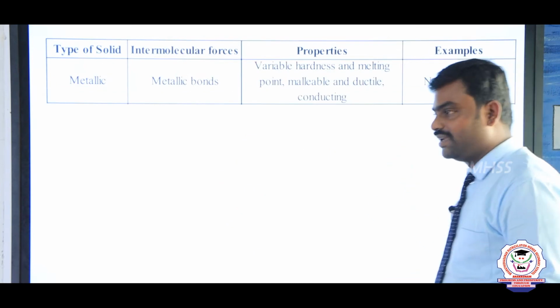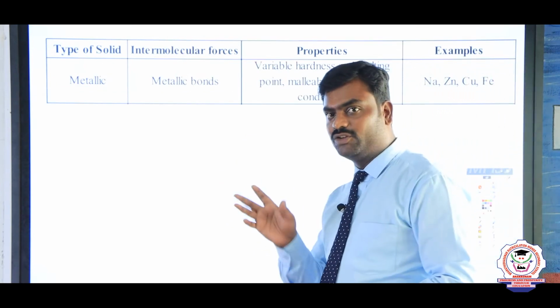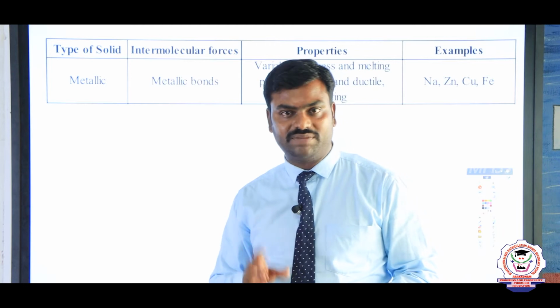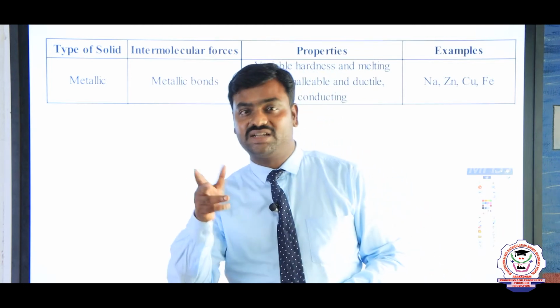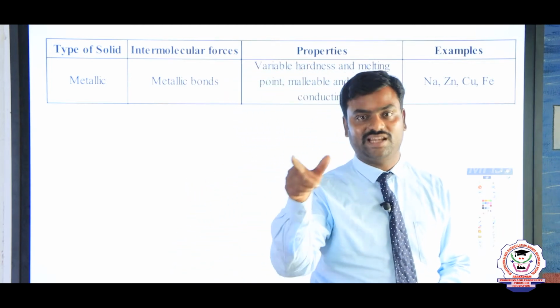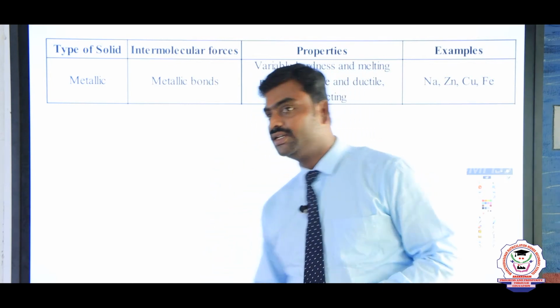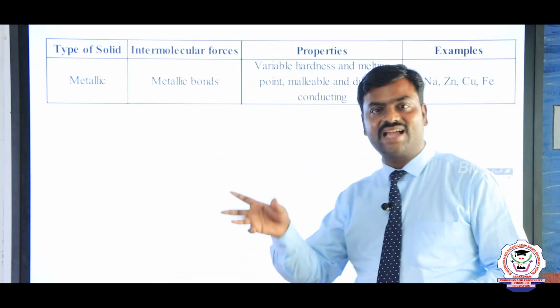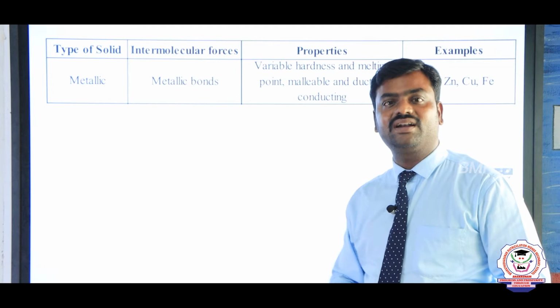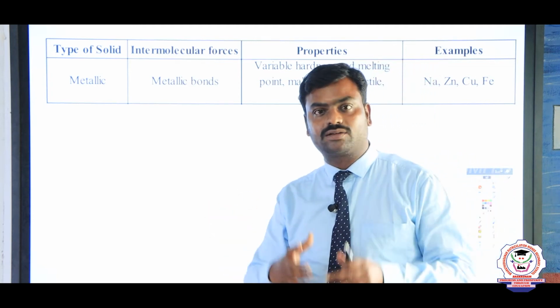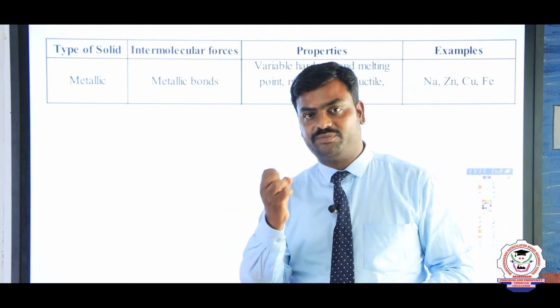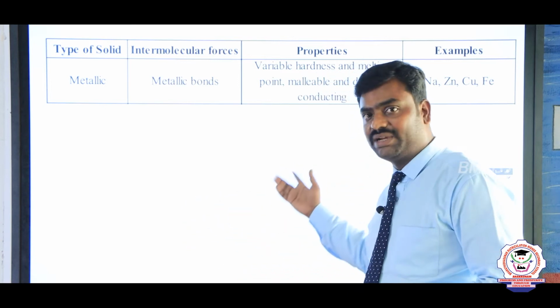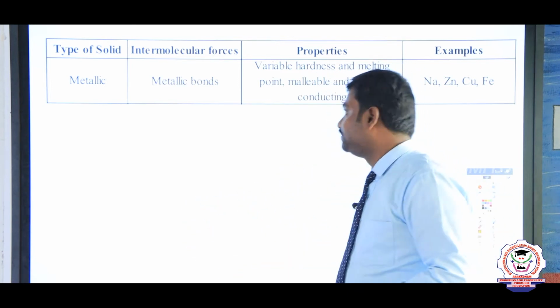The last one, metallic crystal. We already know there is a bond called metallic bond. Metallic bond is between metal positive ions and the free electrons, the pool of electrons. So here also, because of the attraction between metal positive ions and the electrons, they are packed closely and make perfect crystals. All the metals can be given as an example.